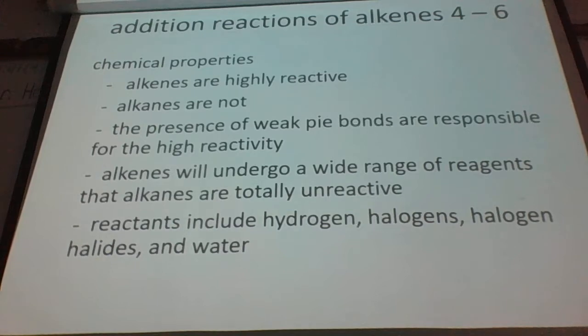That third point down, like you pointed out: the presence of weak pi bonds is responsible for high reactivity. So look, it says here, alkenes will undergo a wide range of reactions with reagents, while alkanes are totally unreactive. What was it that you had to have for alkanes to react? A catalyst, that's right. So if catalysts are not present, they would not react.